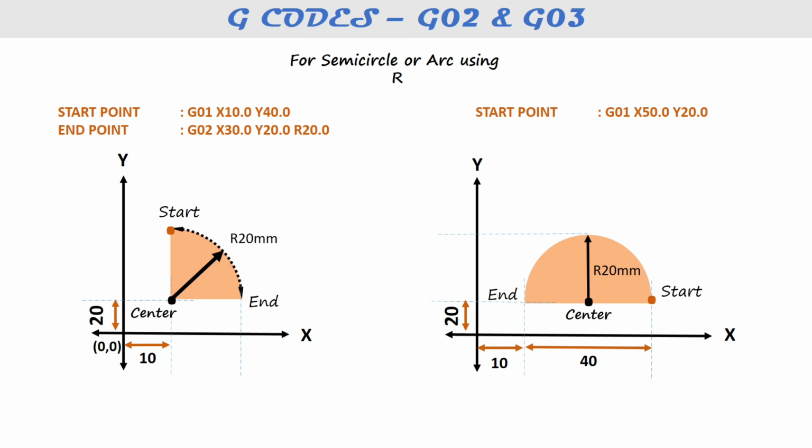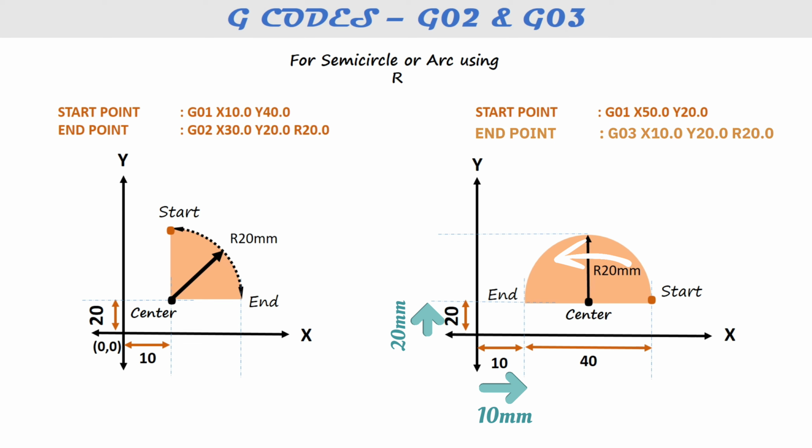Now my end point with respect to origin, x distance is 10 millimeters and y distance is 20 millimeters. Here from start point to end point the direction is counterclockwise. Therefore my end point is G03 X10.0 Y20.0 with R20.0.